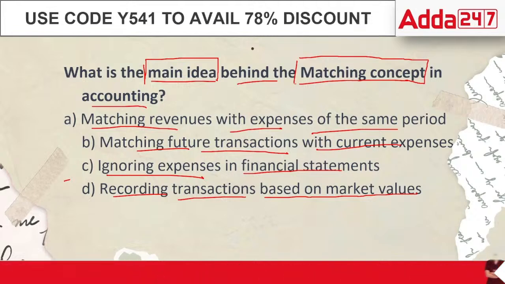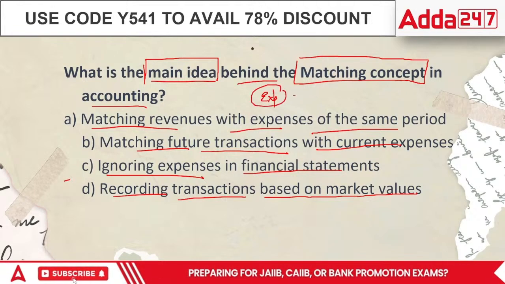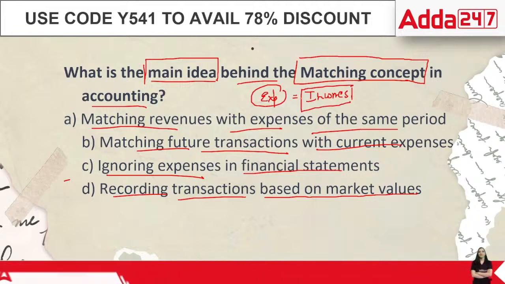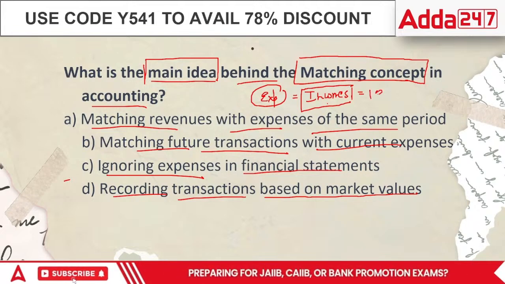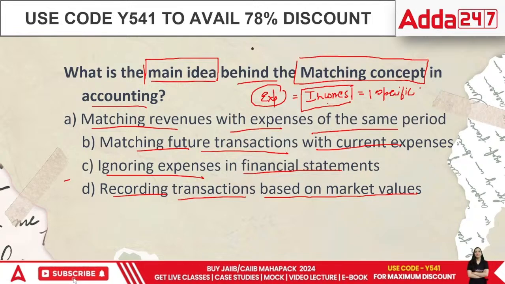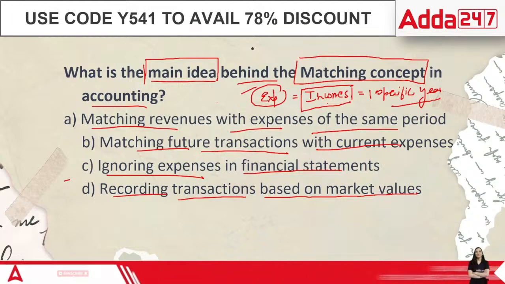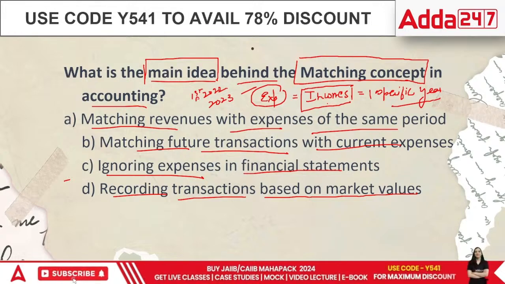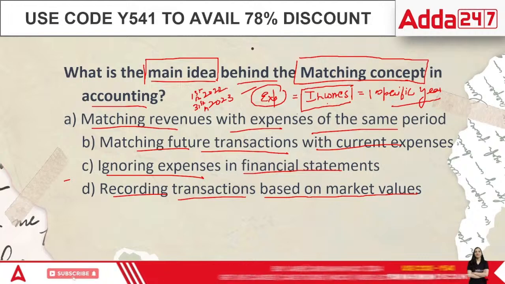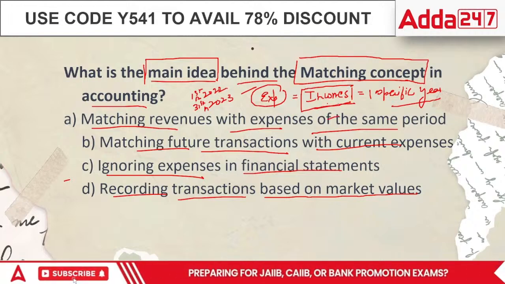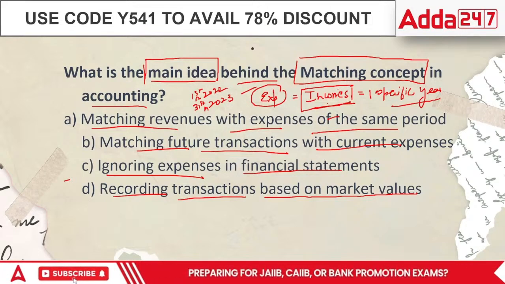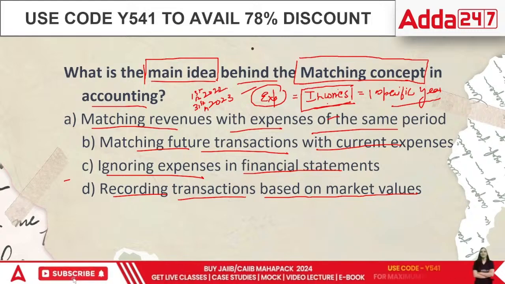When we talk about the matching concept, it records all the expenses related to all the incomes. That means expenses and incomes related to one specific year. If we are recording the expenses for 2022-23, that is 1st of April 2022 to 31st of March 2023, the incomes are also for the same year. That means we are going to record whatever expenses we are incurring to earn income in this particular year itself. So in this case, the correct answer is matching the revenues and expenses of the same period.